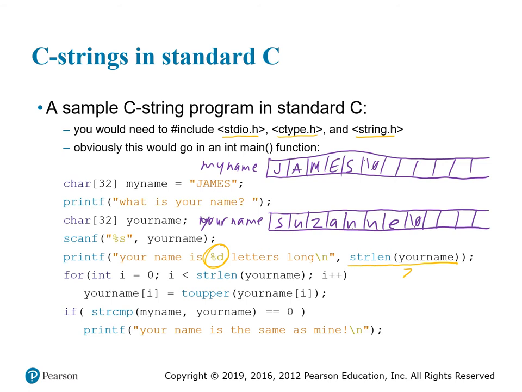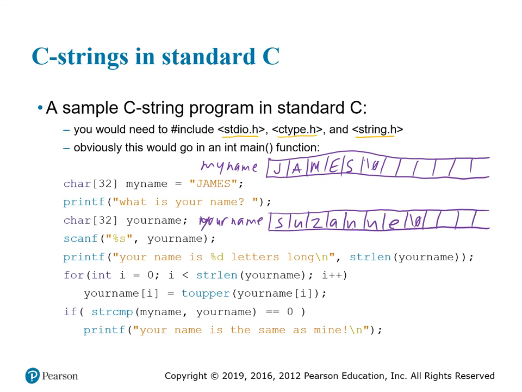Note that there is no end line function in standard C to produce a new line, so I have to put in my backslash n new line character manually. Okay. Now, I want to compare that name and my name. I want to find out if the person I'm talking to has the same name as me. Why? Because I'm vain. I don't know. Because it makes a good programming problem.